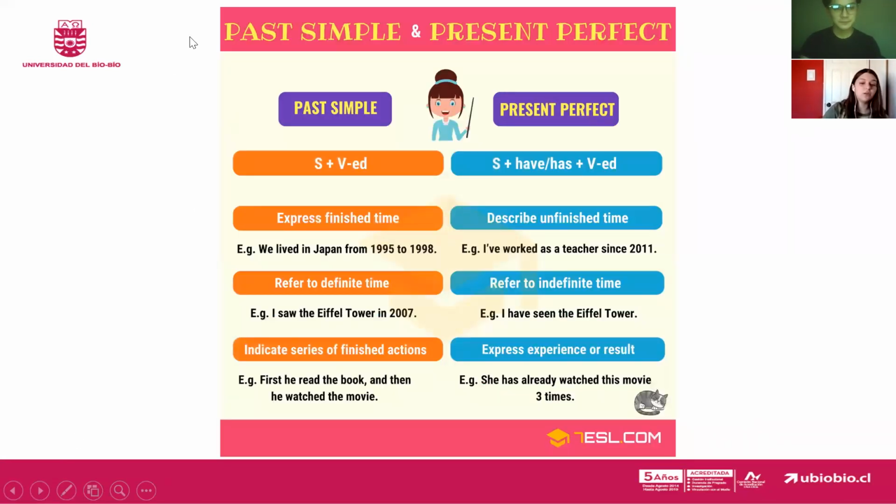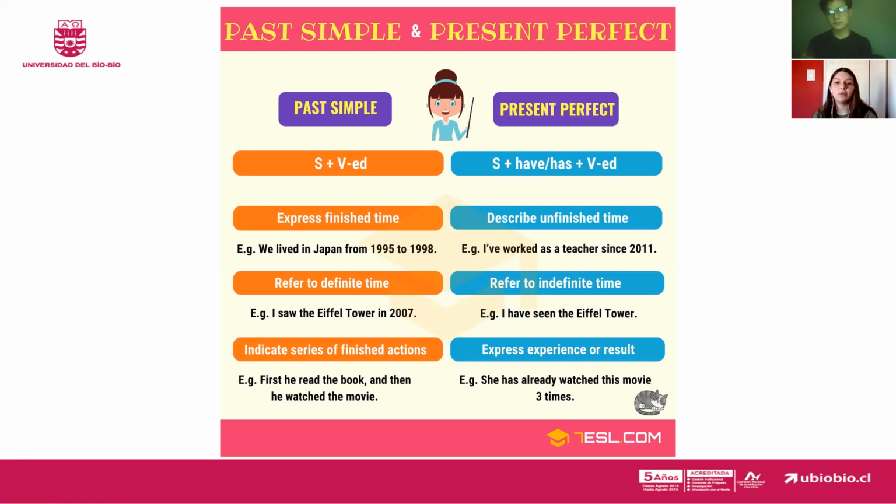Okay, so now, as a way to compare what you already know, that is the past simple, with what we're seeing now, which is present perfect, we have this comparison table. First of all, we have the past simple, which we use with the subject and the verb ending in -ed if it is regular, and if it's irregular, the form changes. So we use past simple to express finished time, to refer to defined time, and to indicate series of finished actions, things that were completed in the past.